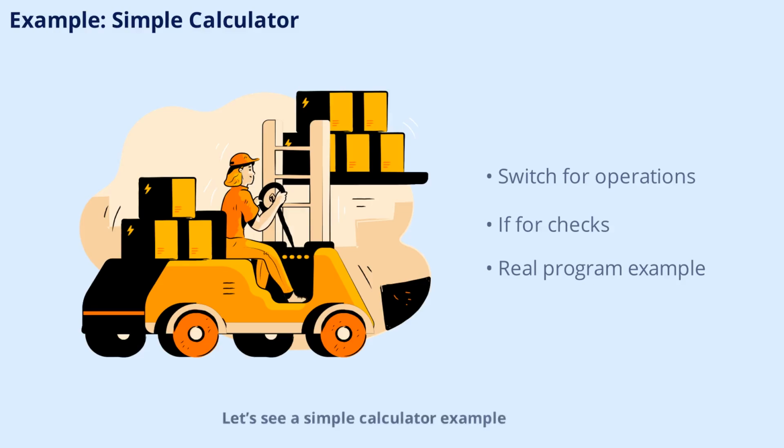See a simple calculator example. Java the robot asks for 2 numbers and an operation: add, subtract, multiply, divide. He uses a switch statement to pick the right operation. If the user enters add, he adds the numbers. If divide, he checks if the second number is 0 using an if statement. This example shows how control statements work together in real programs.